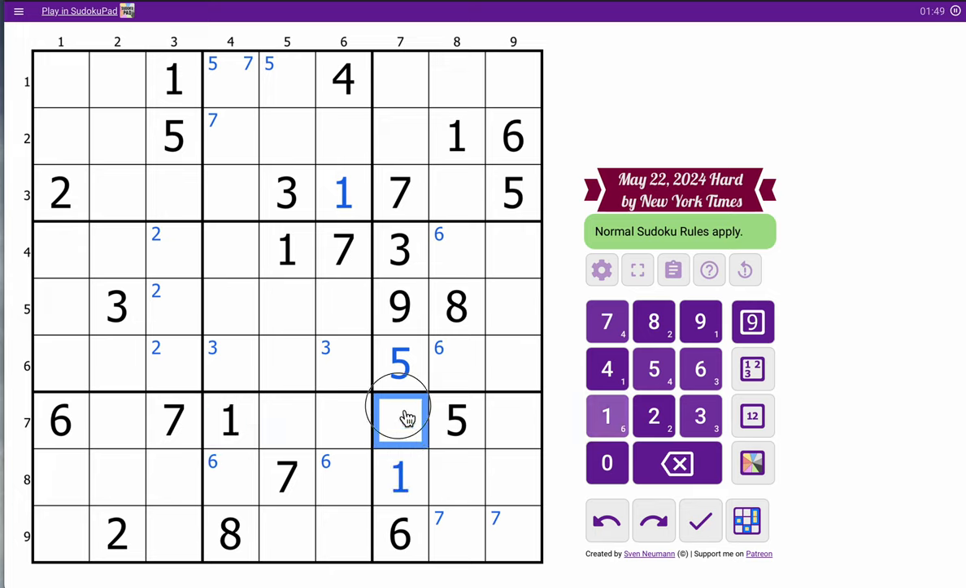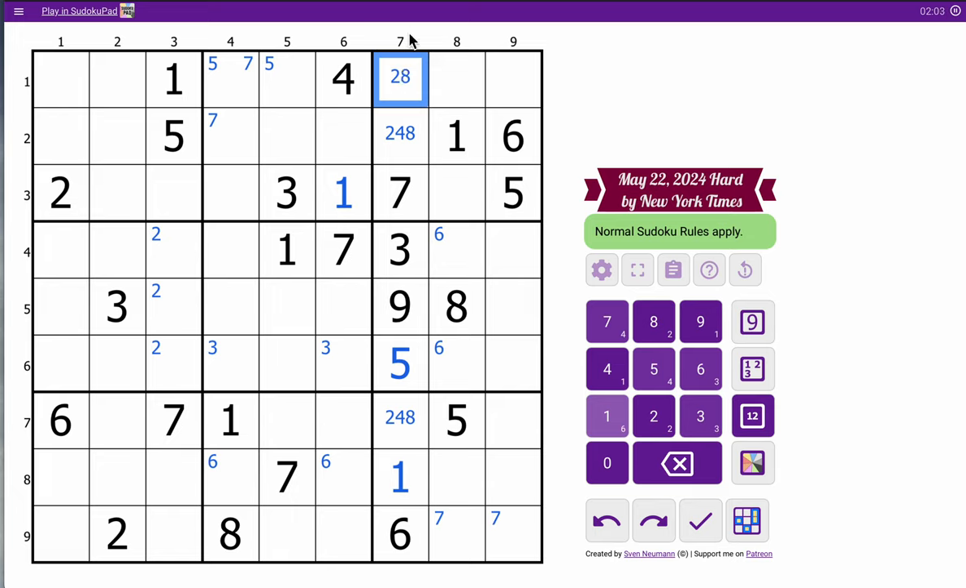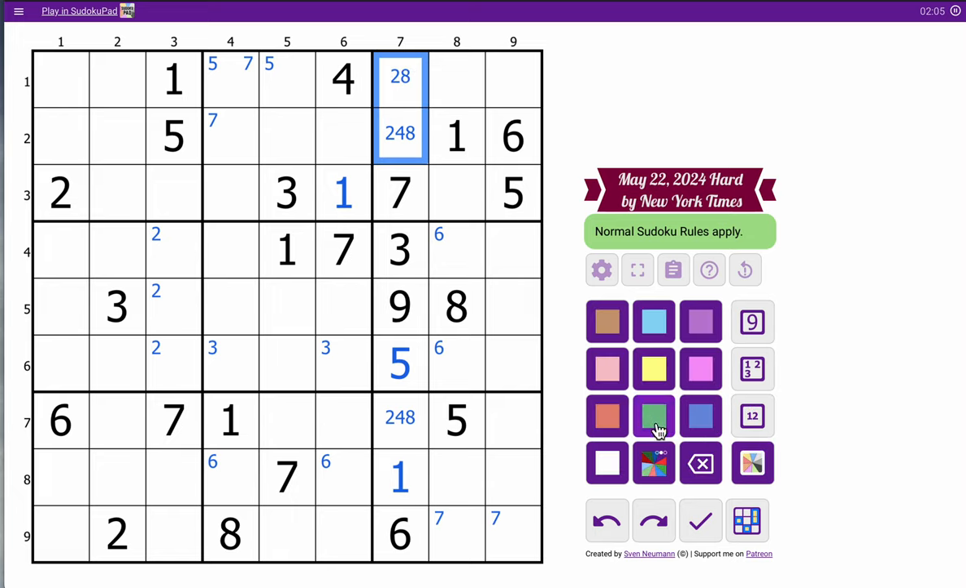So those cells are 2, 4, and 8 in some fashion. That's anything. That's 2, 8, and 4, and this is 2 or 8, but not 4. So I'm left with this configuration, which I can't really do anything with.